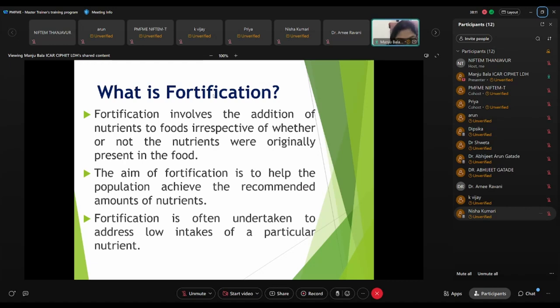Why are we doing fortification? Generally, the aim of fortification is to help people achieve the daily required nutrients as recommended. In the case of India, we have the NIN. So we have daily recommendations for different nutrients. All governments, according to their climatic and geographic conditions, make recommendations that their average population should get a minimum of these nutrients. Sometimes the intake of some nutrients is very low in the diets. So to meet those minimum standards, fortification is required.